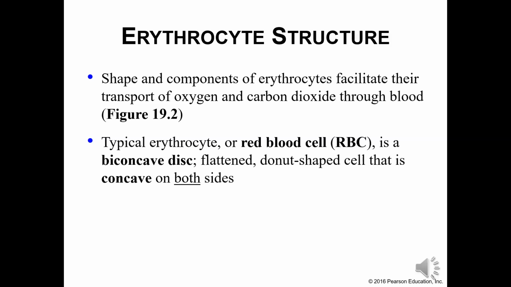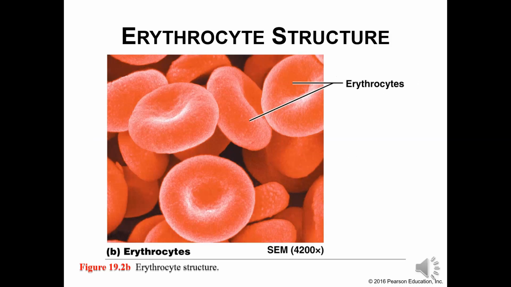And that donut shape also assists in the transport of hemoglobin because it leaves more room, since it doesn't have a nucleus, for the transport of hemoglobin molecules. So this is an image, an electron micrograph scan, magnified about 4200x. And this is basically that biconcave disc shape of a red blood cell.